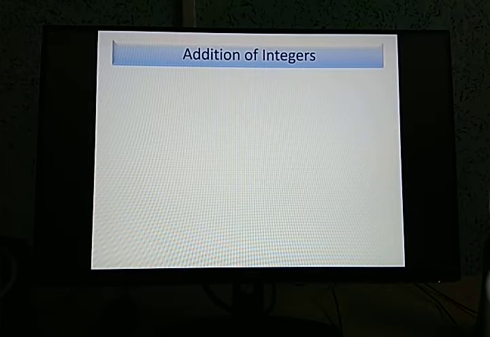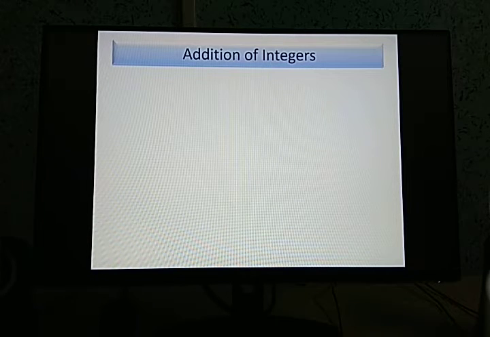So today we'll be discussing some operations on integers. The first operation that we'll be discussing today is addition. So today's topic is addition of integers. Later on we'll see how this addition can be done on a number line. So we'll come to that later. Now first of all, let us see how to do this addition operation on integers.